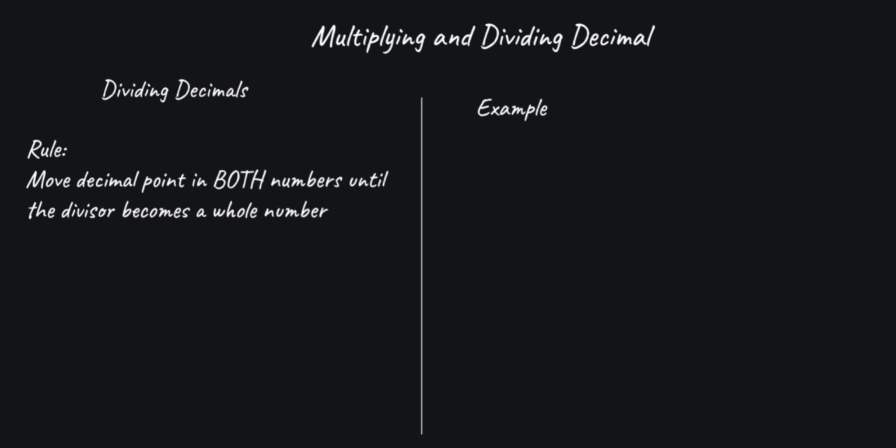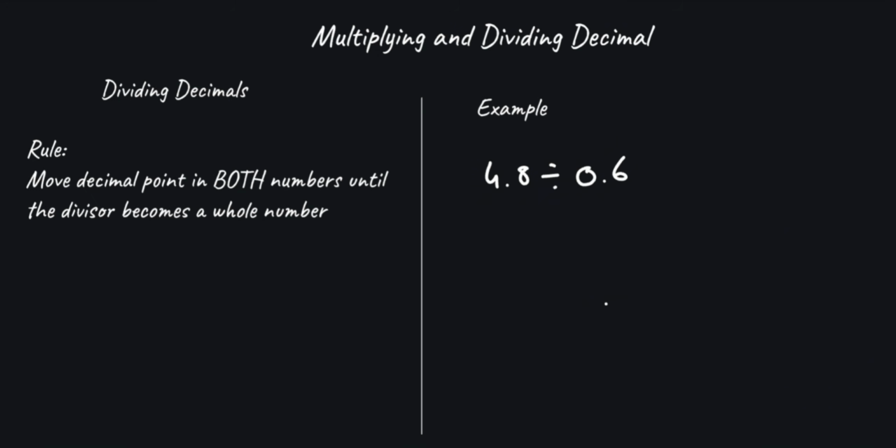So now we're going to divide decimals by decimals. Before we were dividing decimals by whole numbers, now we're going to divide decimals by decimals. So what do we do? The main rule here is to move the decimal point in both numbers, your numerator and denominator, until your denominator becomes a whole number. Denominator is the same as divisor. So that's the number in the bottom. Let's give that a try.